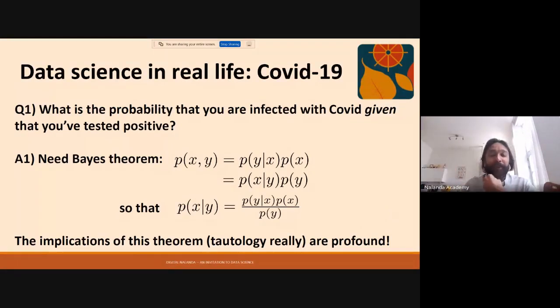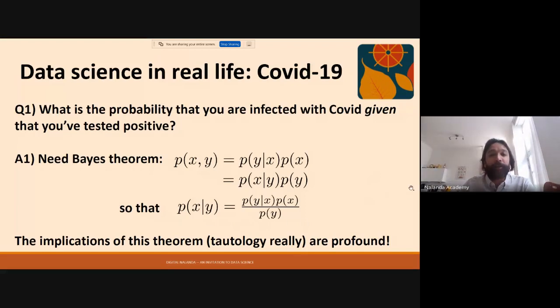It's like saying the sun is hot, right? I mean, that's what a tautology is. It almost follows by definition. So, okay, this is where it really begins, and this is what we're going to exploit: Bayes' theorem.